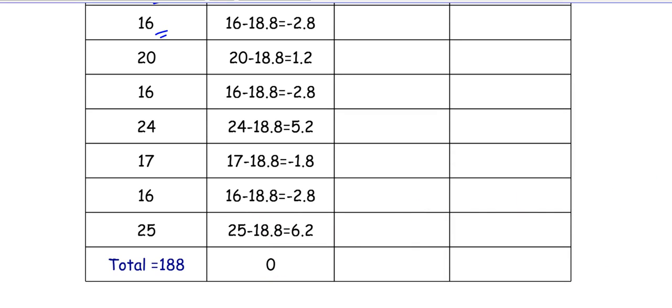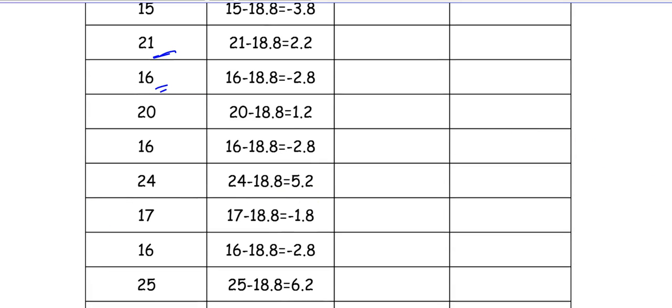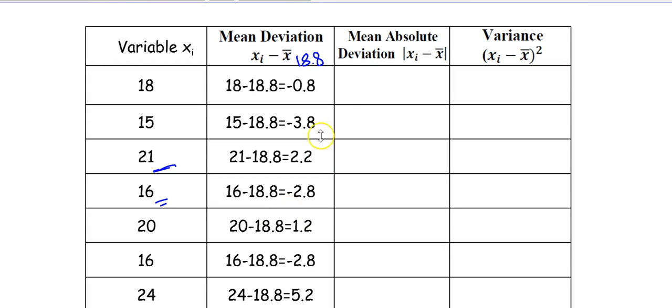Now, to find the mean absolute deviation, I take these absolute values, that is, the absolute value of negative 0.8. When you take the absolute value, we only consider the magnitude, not the sign. Whether it is positive or negative, just note down its value. That is 0.8. In this case, negative 3.8 has an absolute value of 3.8.